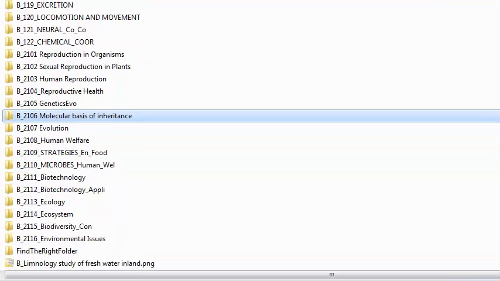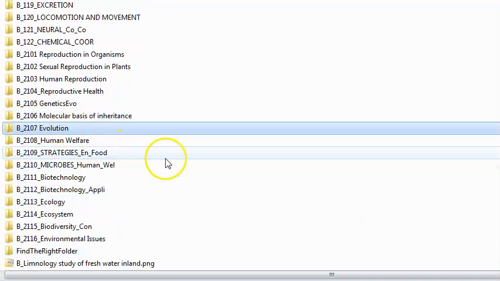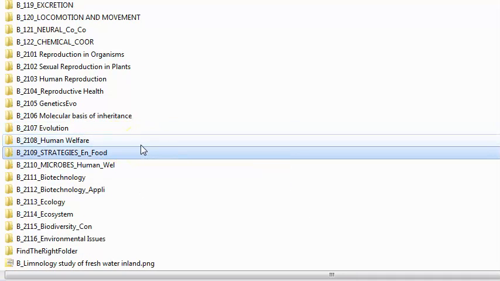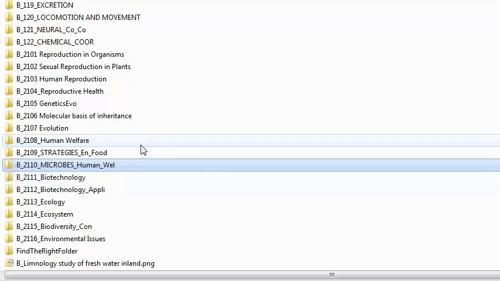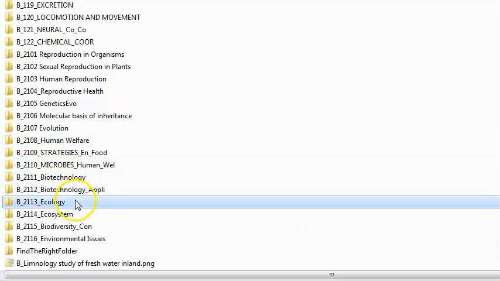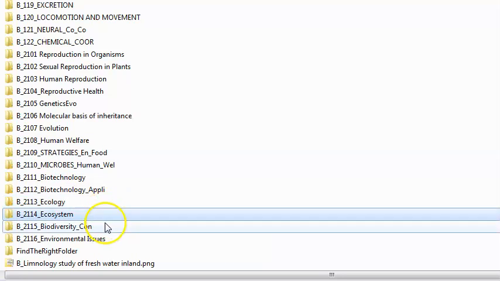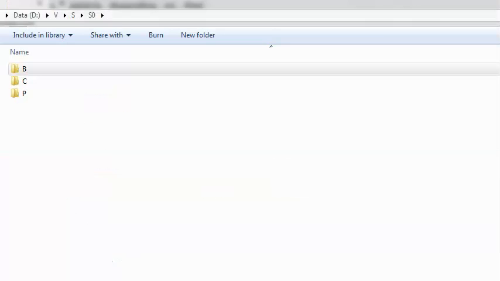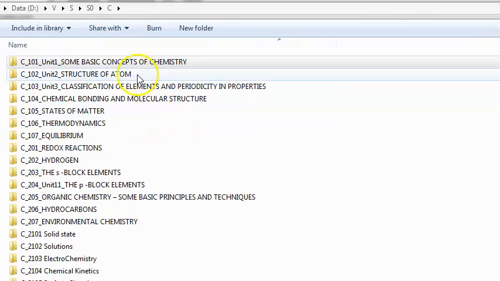Then coming to evolution, you will learn about evolution, human welfare, strategies employed in food production, microbes for human welfare, biotechnology, ecology, ecosystem, biodiversity, environmental issues. This much you will read in biology for NEET. Now let us move on to chemistry.